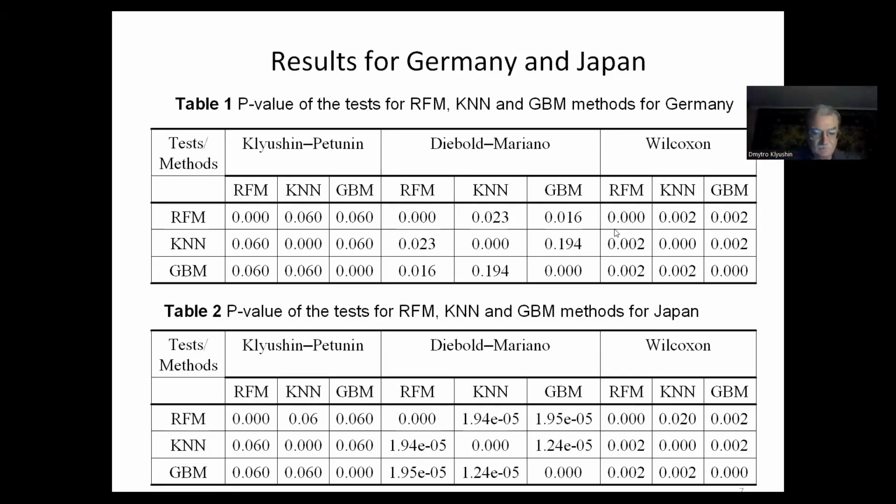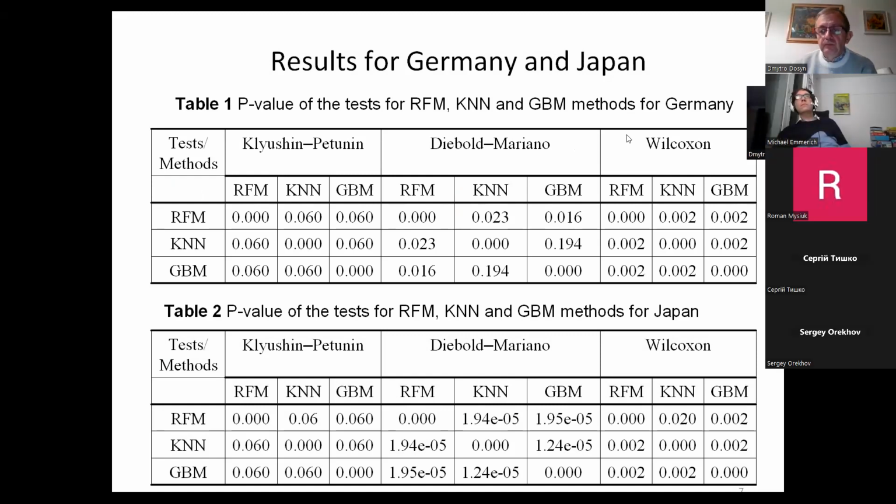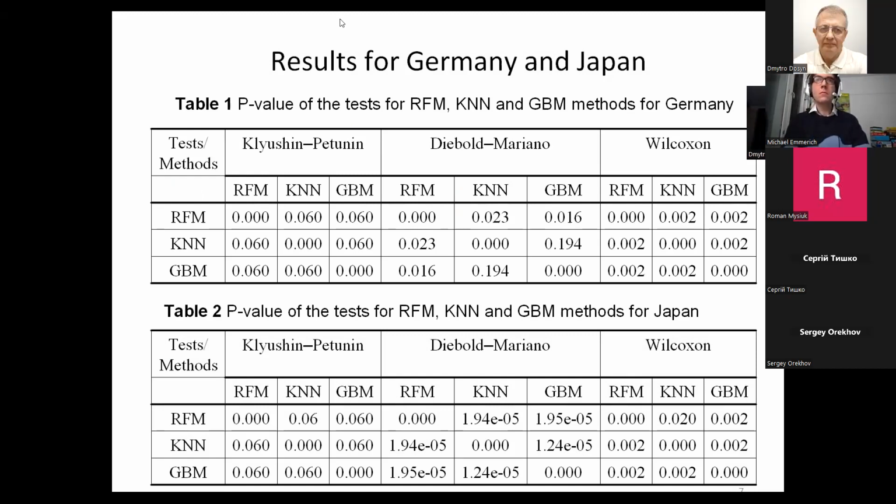This slide illustrates that all considered tests worked equally successfully with data from Germany and Japan. The tests successfully detected heterogeneity of the error distributions of the 3 considered forecast models, except in the Diebold-Mariano test, where the p-value is more than 0.05 when we compare KNN and gradient boosting. In all other cases, the models are different.